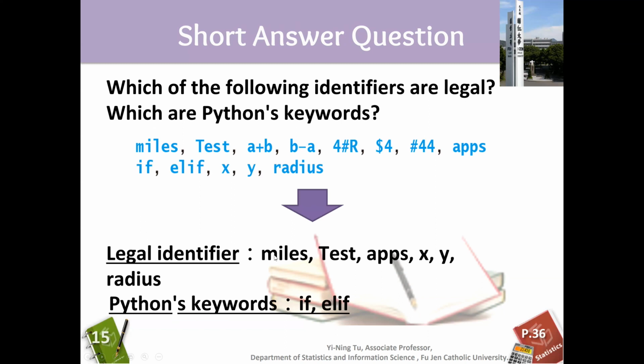Legal identifiers: miles, test, apps, x, y, radius. But if and else have special meaning or function, just like input, eval, and print. So they cannot be your variable. These are Python's keywords. We cannot use those kinds of words as your variable; they are not identifiers. It's not allowed.